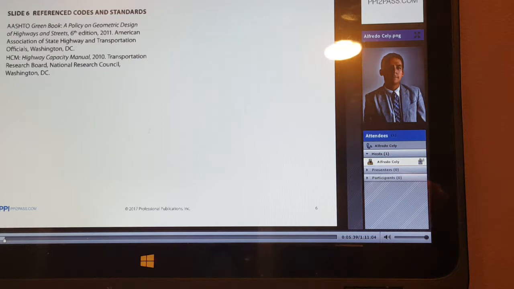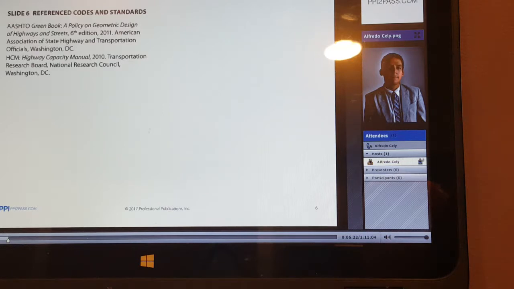Now, here are some reference codes and standards that we'll use to cover some of the topics mentioned in this lesson. We have the AASHTO Green Book, which is the policy on geometric design of highways and streets, which will provide you information on horizontal and vertical curves. And then we have the Highway Capacity Manual, which provides information for traffic engineers on how to design our highways and roads to meet capacity. Now, we're going to reference these codes and standards to review some of the theory and concepts that you need to know for the breadth portion of the exam.